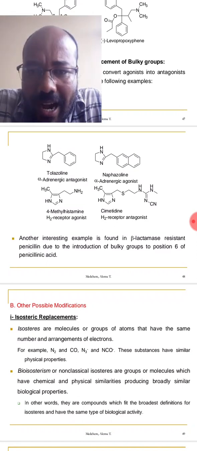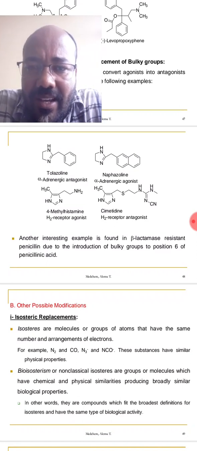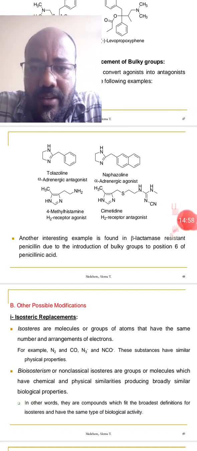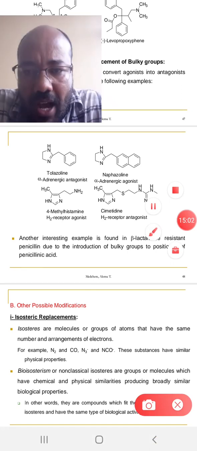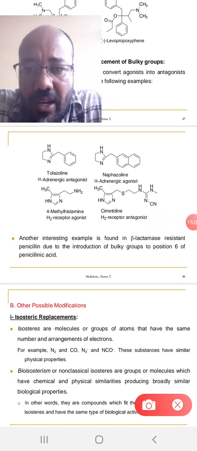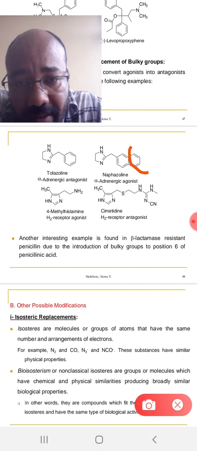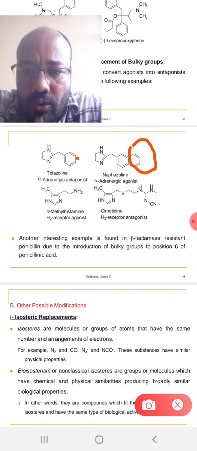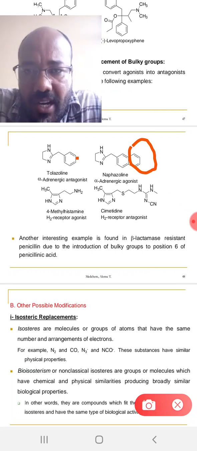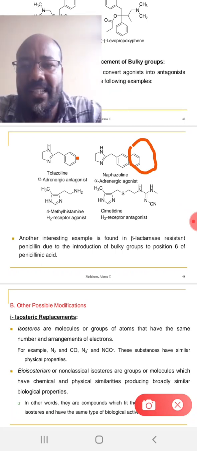Tolazoline, an alpha-adrenergic antagonist, and naphazoline, an alpha-adrenergic agonist. You can see here the structure. This is tolazoline. This is naphazoline. When we introduce a bulky group here on tolazoline, it is converted into naphazoline with another pharmacological activity.